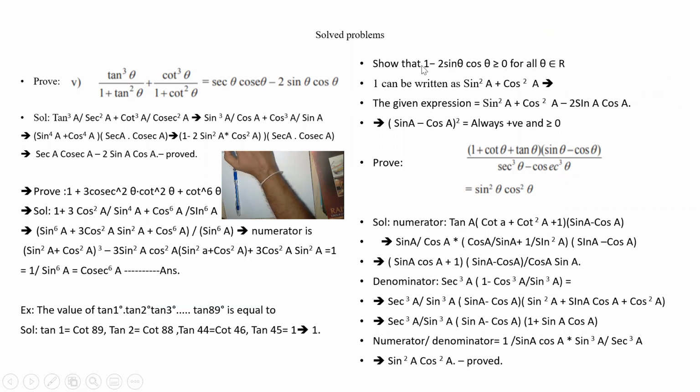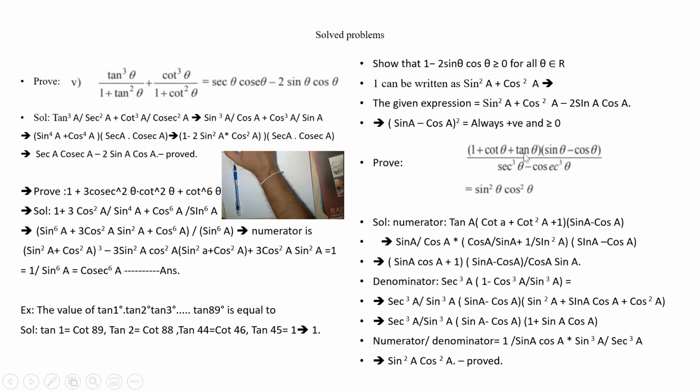So this can be written as sin square theta plus cos square theta minus 2 sin theta cos theta, which is nothing but sin theta minus cos theta whole square. So this is always positive because it is a square. Even if sin theta minus cos theta is negative, the whole square is positive. So it is always positive.